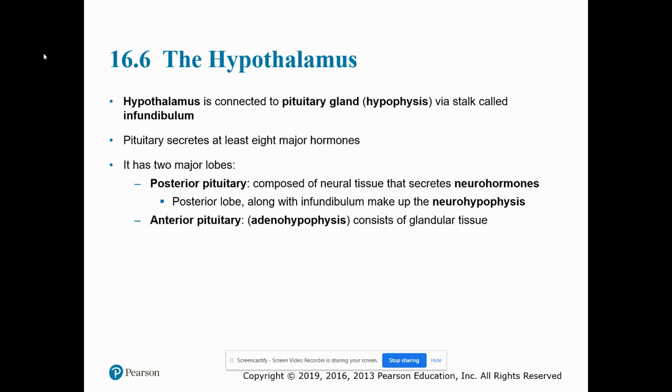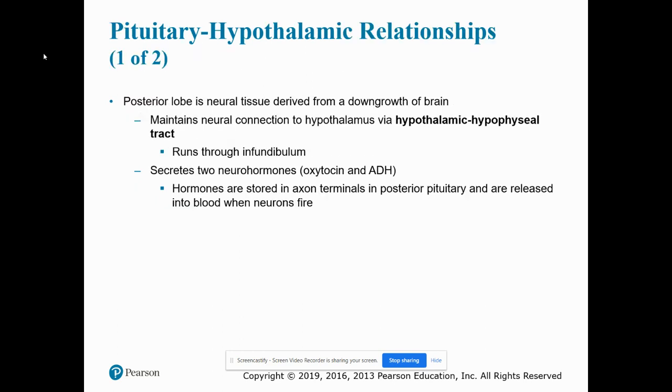It has a posterior pituitary, which is composed of neural tissue. That's really important. It's neural tissue, and it's going to secrete neural hormones. The posterior lobe, along with the infundibulum, make up the neural hypophysis. The anterior pituitary, the other side, the adenohypophysis, consists of glandular tissue. So the posterior lobe is a neural tissue derived from a downgrowth of the brain. It maintains a neural connection to the hypothalamus via the hypothalamic hypophyseal tract, and it runs through the infundibulum.